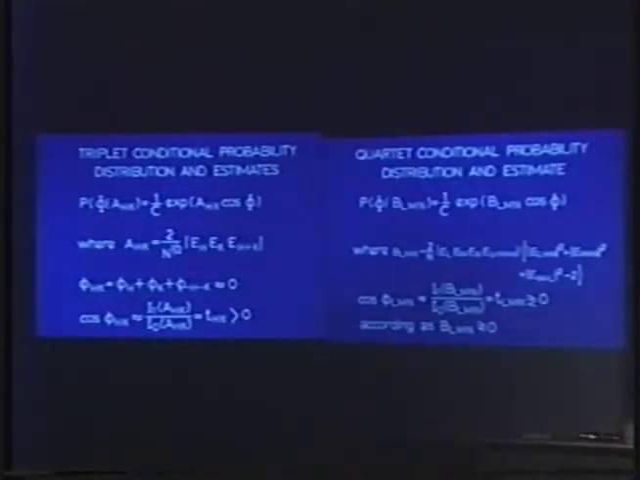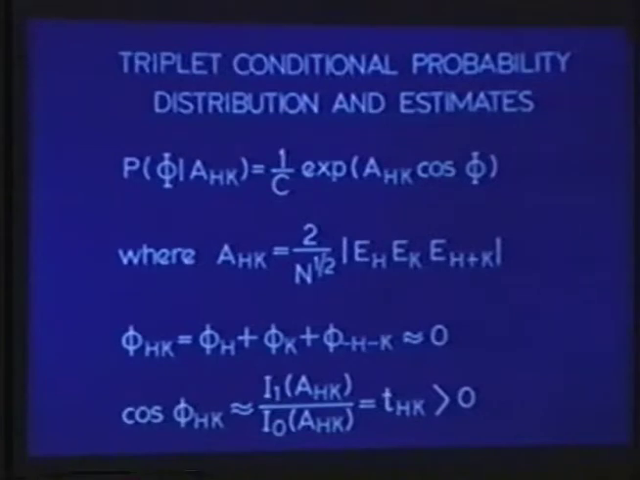Now, what I want to do is to describe next, briefly, the nature of the probability distributions of the triplets and the quartets. It has been known for a long time that the conditional probability distribution of the triplet, phi sub hk, which is defined in this way, assuming as known the 3 magnitudes, Eh, Ek, and Eh plus k, is given by this expression.